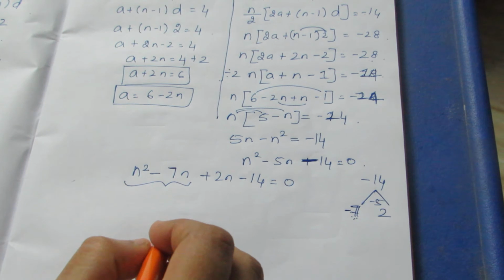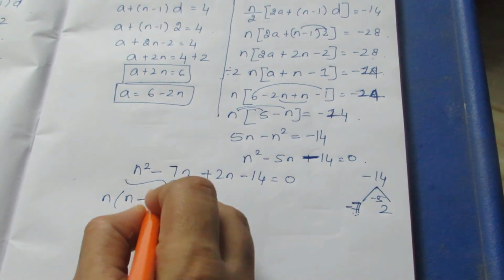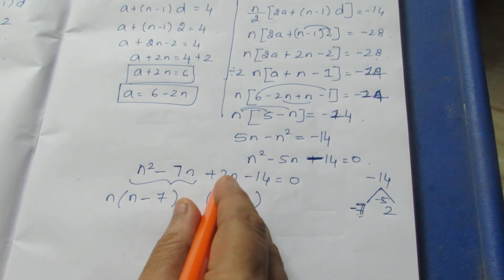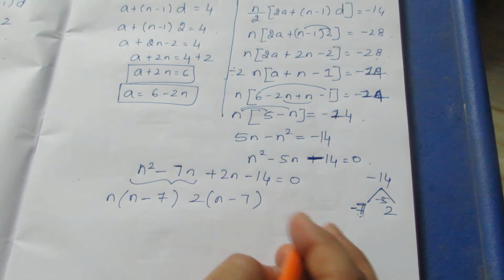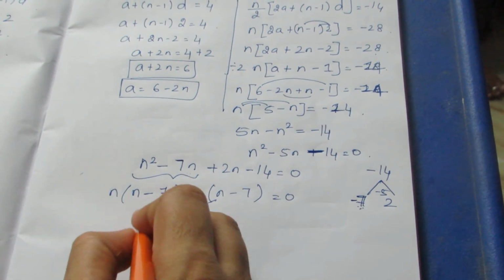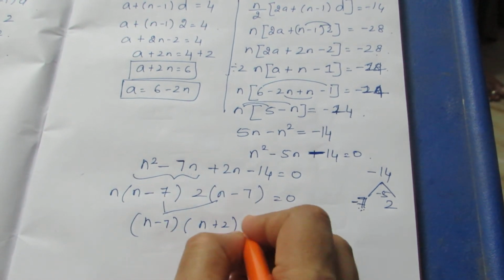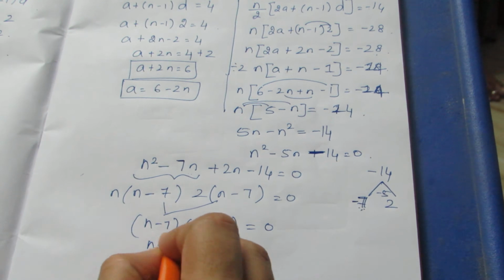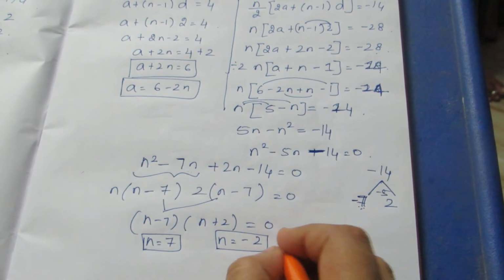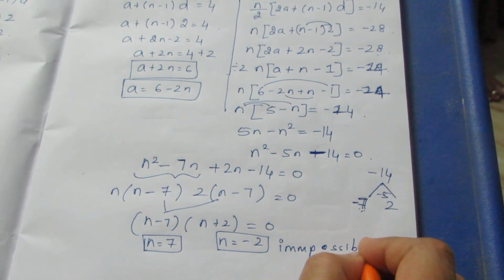Take common. I have n common over here, so I am taking n common. We get n minus 7. Write the bracket first, then see what number to be taken common outside. That is nothing but 2 is equal to 0. Always write the same bracket once, that is n minus 7, and the outside number inside another bracket. Put equal to 0: n will be equal to 7, and here n will be equal to minus 2, which is impossible.